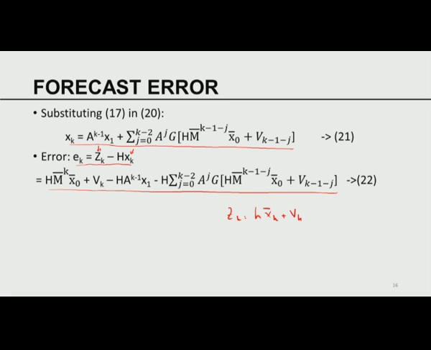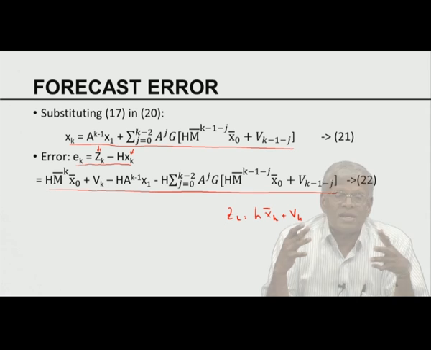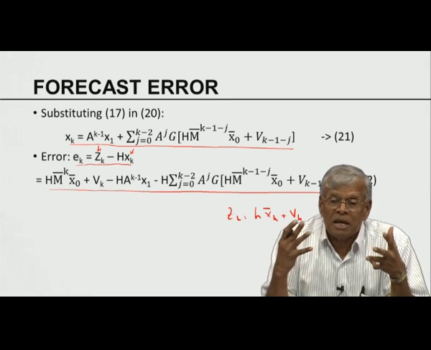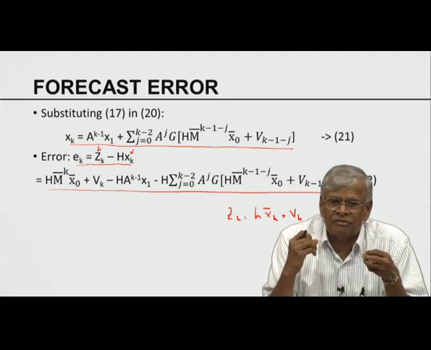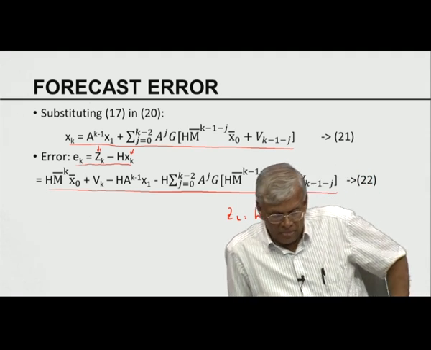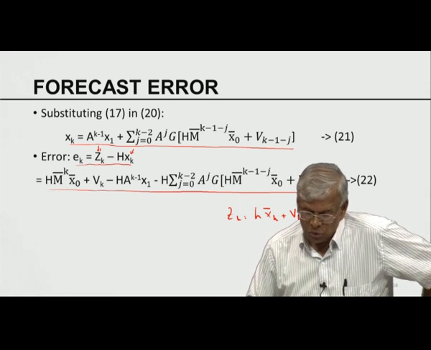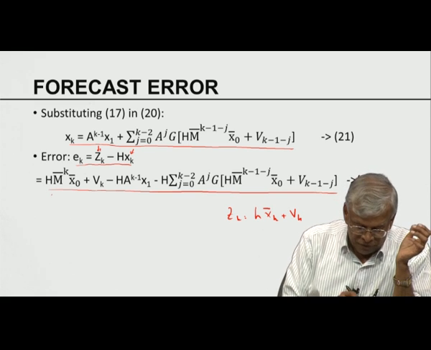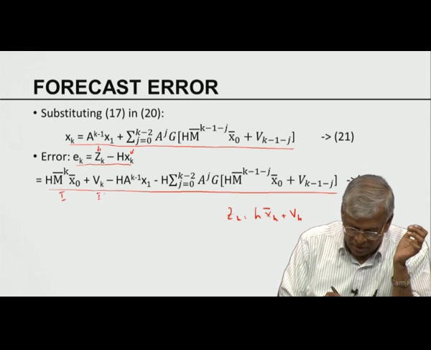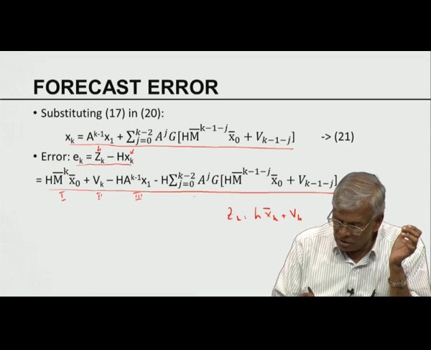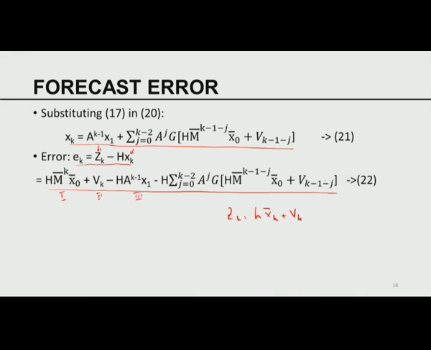Why is that? If I want to be able to compute the forecast error covariance, the serial correlation, I need to be able to get an explicit expression for the forecast error itself. That is the first step, and that is what we have accomplished. So look at the structure of 22. 22 has several terms. This is the first term, this is the second term, this is the third term, this is the fourth term, the summation. The fourth term itself is a sum of two terms, but among all these, Vk is a noise term, Vk minus 1 minus j is a noise term. So there are two noise terms, the rest of it are deterministic terms. So the error is noisy.